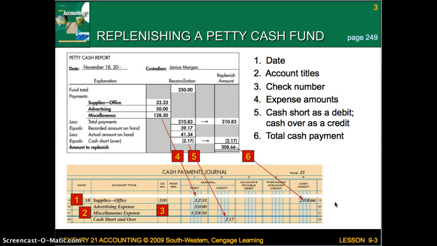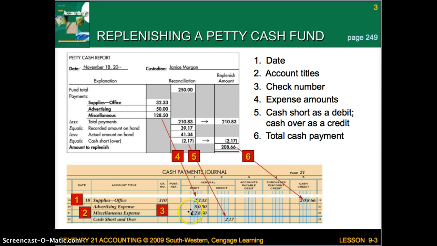Okay, to replenish a petty cash fund, we are going to do this in our cash payments journal because we're going to take money out of cash and put it in petty cash. So we're going to have our date, and then we're going to list all the account titles that we have spent money out of, okay? So if you go back to your petty cash report, you should be able to see supplies office, advertising, miscellaneous, and then our cash short and over, okay? We're going to put our check number in that we are going to pay, and that should be given to you, okay?